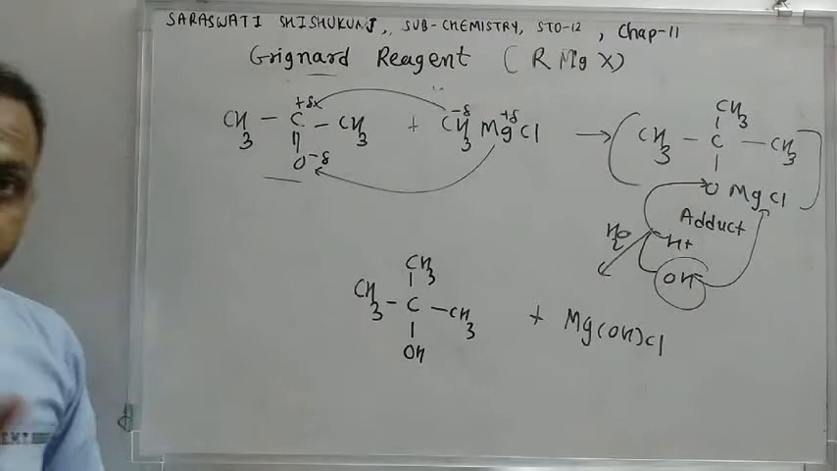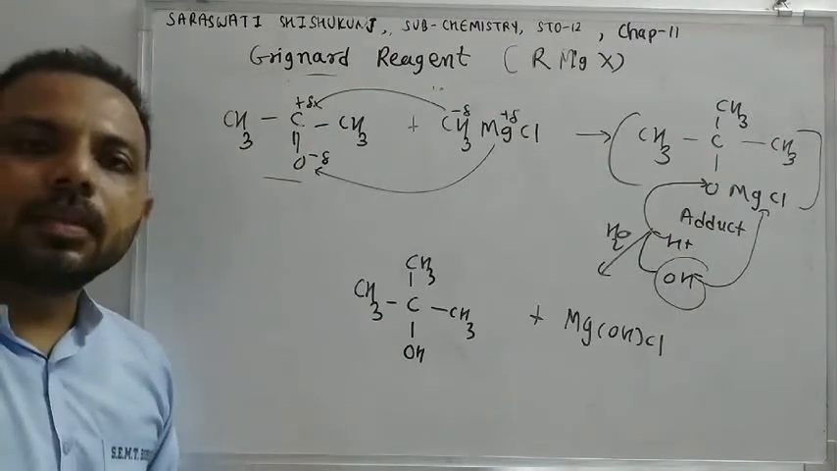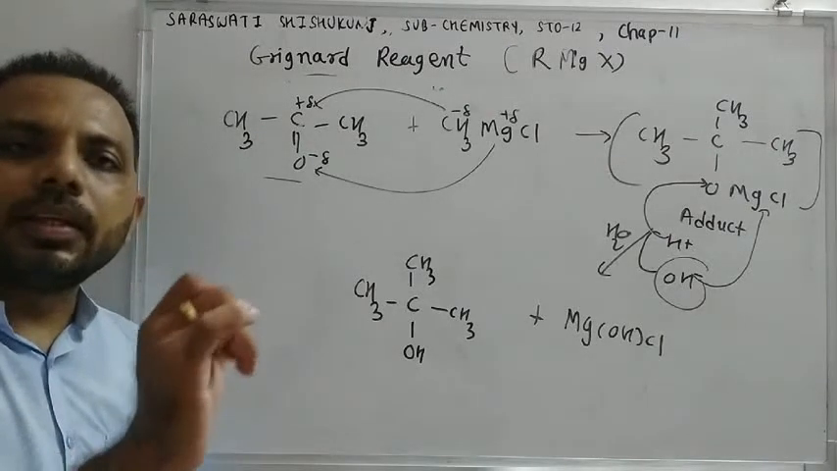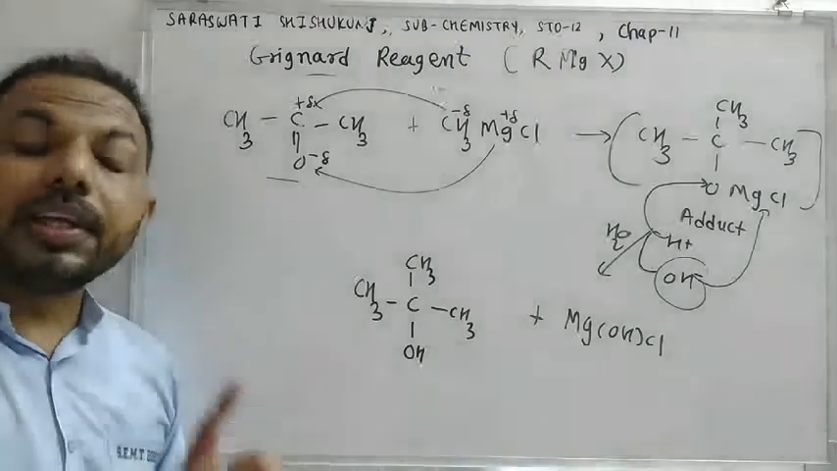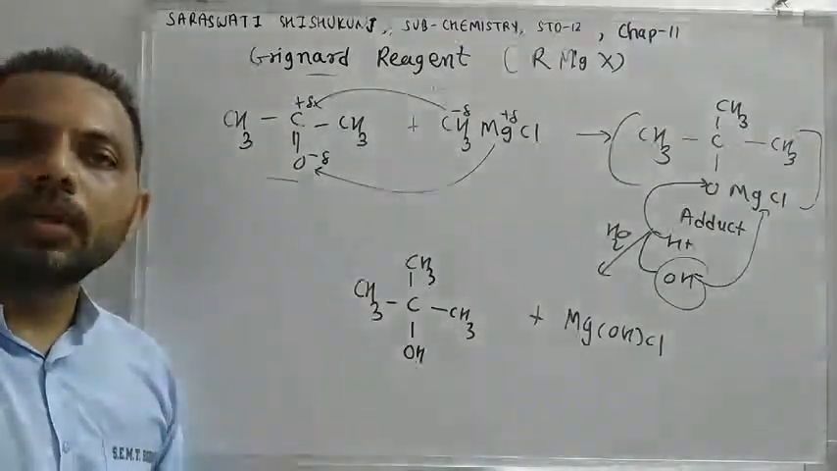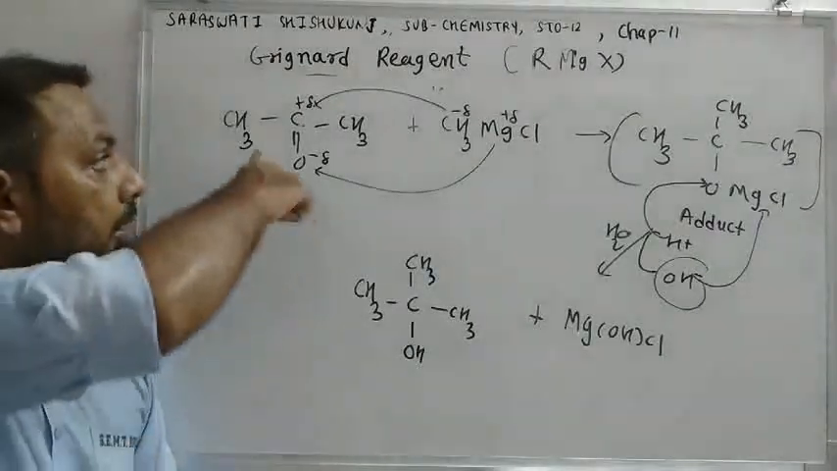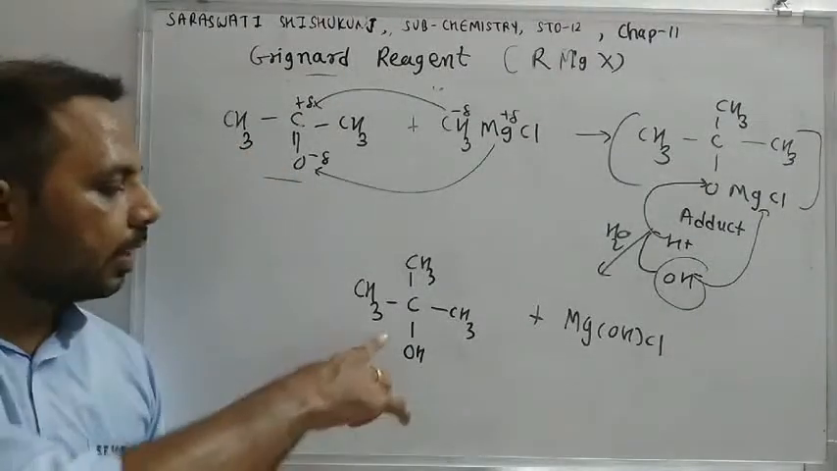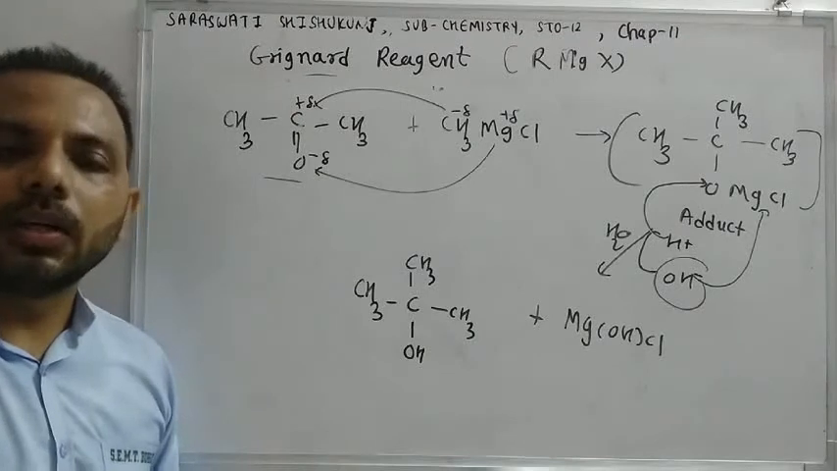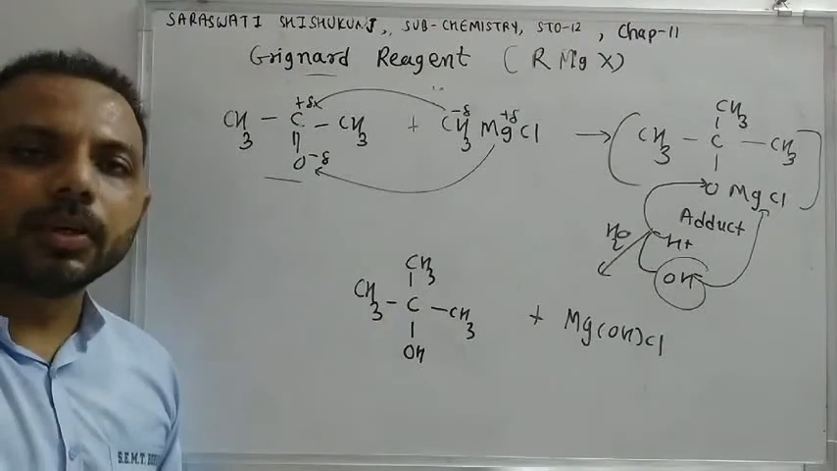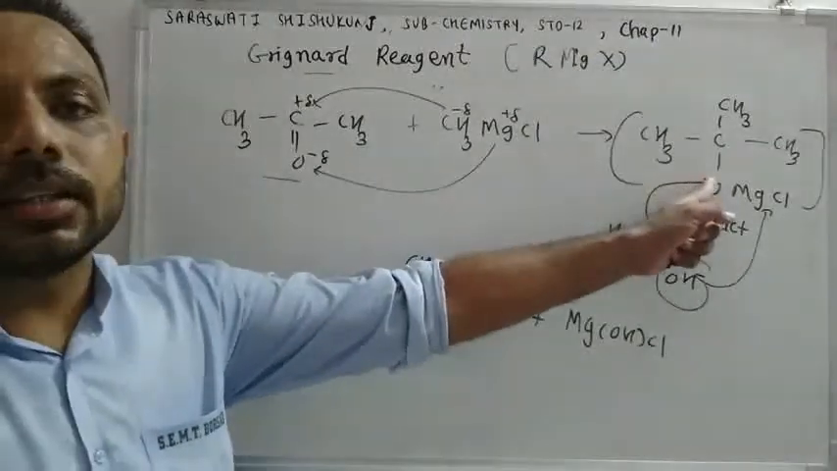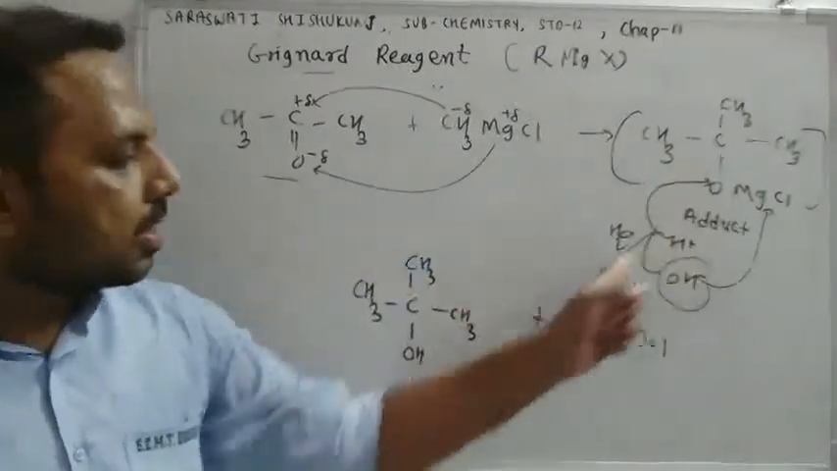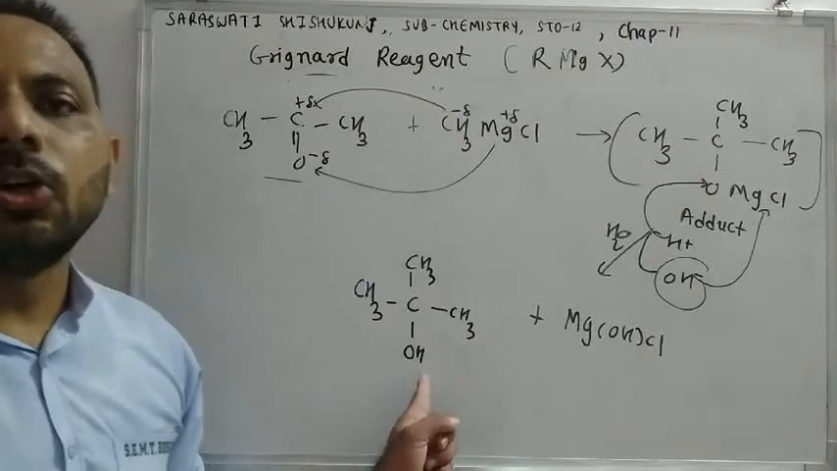Again, I am repeating this. For the reaction of methanol, the final product is primary alcohol. For the reaction of ethanol, the final product is secondary alcohol, and for the reaction of ketone, the final product is tertiary alcohol. So this is Grignard reagent. In the first step we get the adduct, the intermediate product, and in the last step we get alcohol.